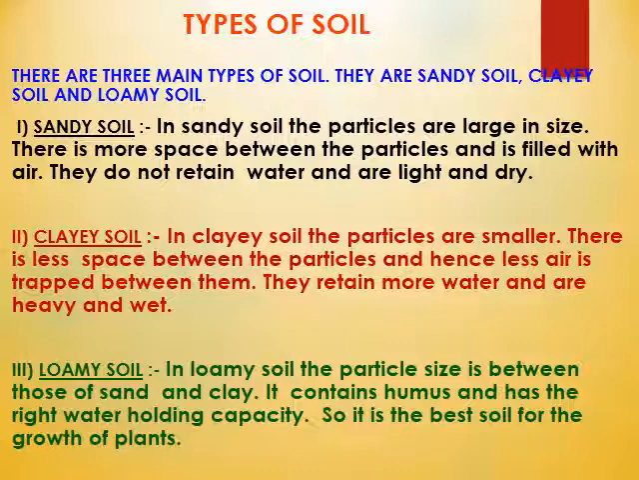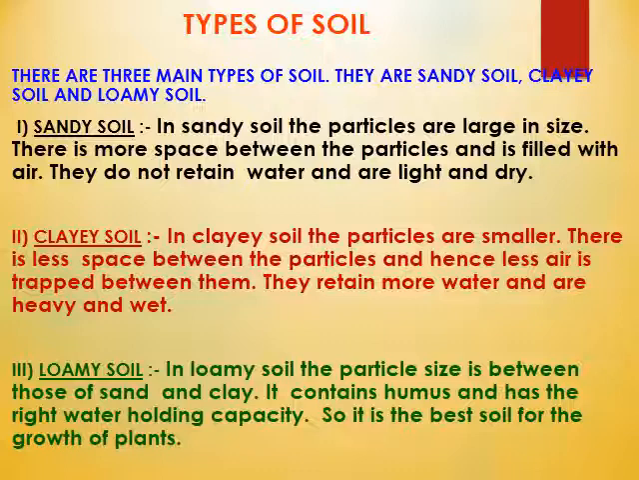Sandy soil. In sandy soil, the particles are large in size. There is more space between the particles and is filled with air. They do not retain water and are light and dry. Clayey soil. In clayey soil, the particles are smaller. There is less space between the particles and hence less air is trapped between them. They retain more water and are heavy and wet.